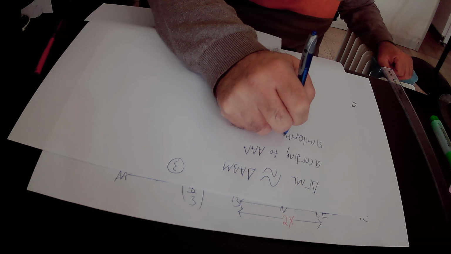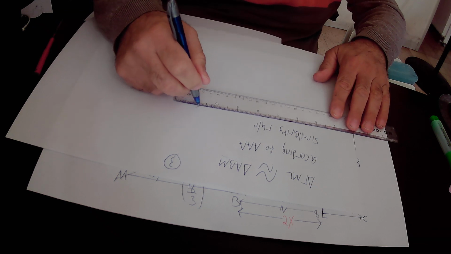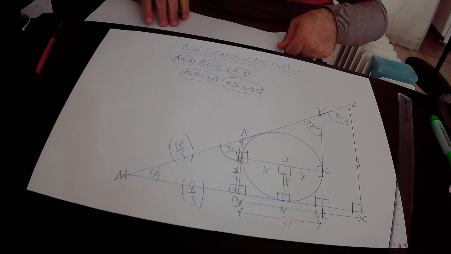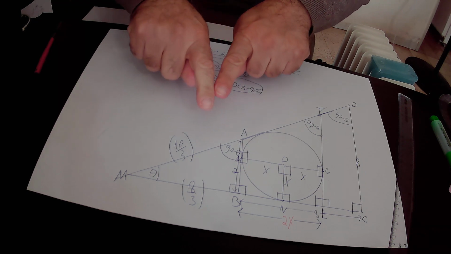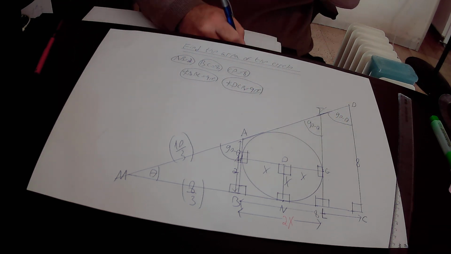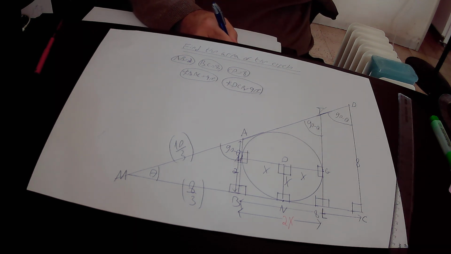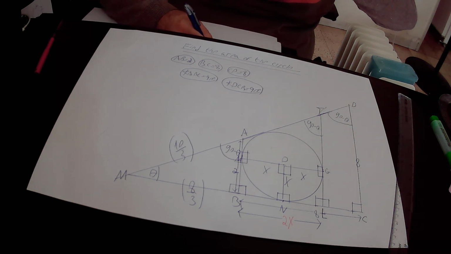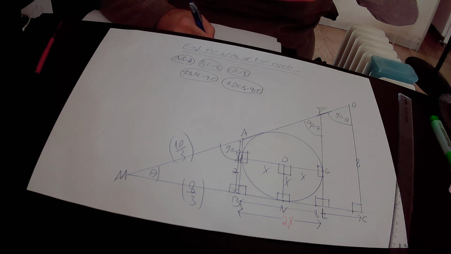And from the fact that the two right triangles are similar to each other, we conclude that the following relationship exists between their sides: ML in the big triangle over MB in the small triangle equals TL in the big triangle over AB in the small triangle. I'll repeat again.